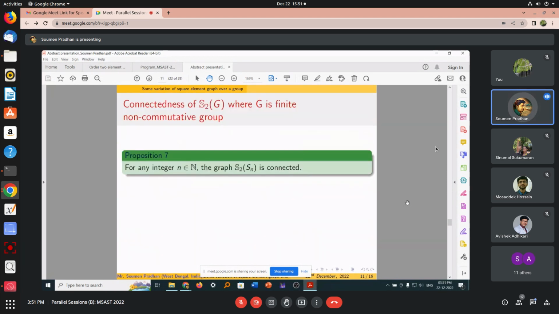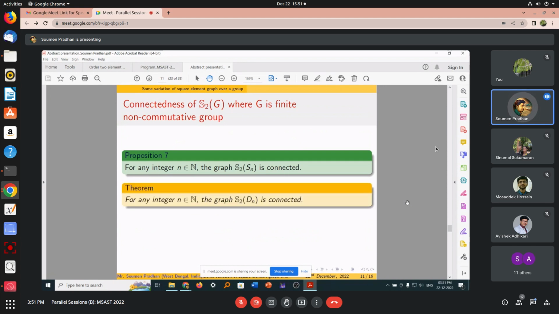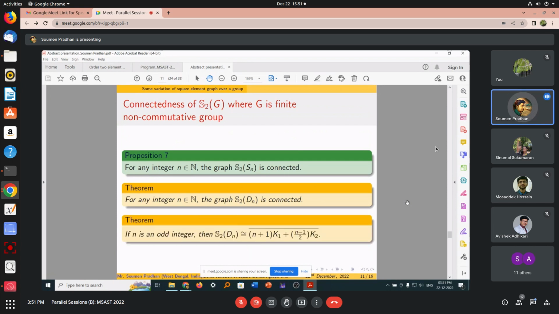And the next section is connectedness of S to G, where G is a finite non-commutative group. For any integer n, the graph S to Sn is connected, and for any integer n, the graph S to Dn is connected. And not only that, the graph structure of S to Dn is isomorphic to the complement graph of (n plus 1) K1 plus (n minus 1) by 2 K2 for any odd integer n.